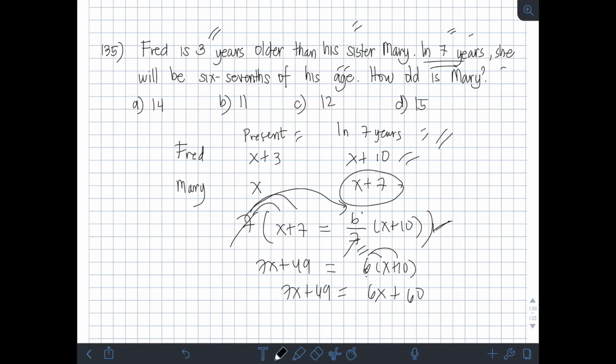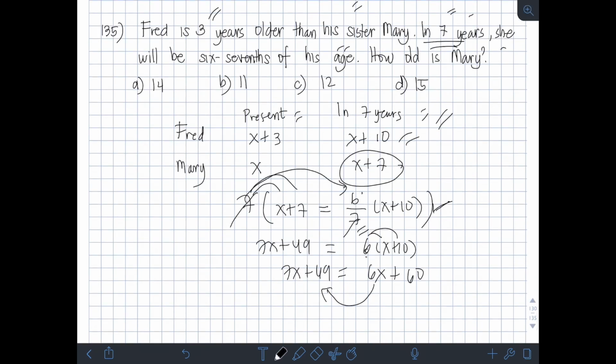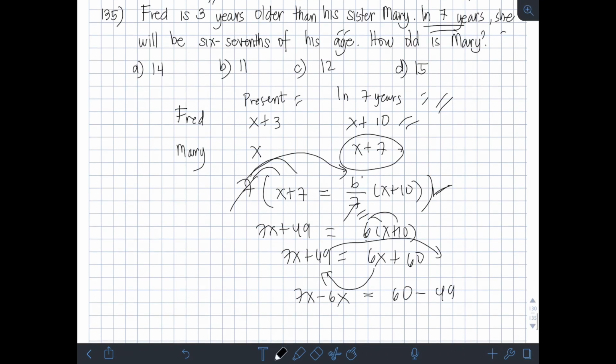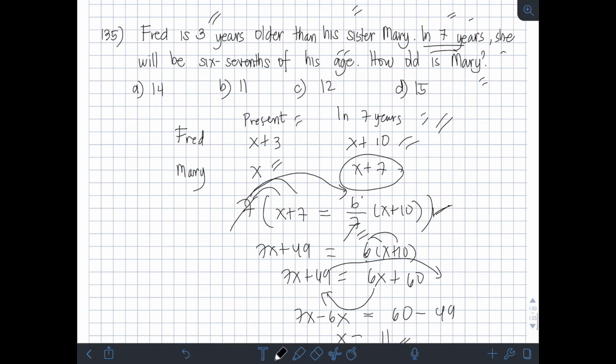7x plus 49. So, transpose ko dito si 6x, transpose ko dito si 49. So, 7x minus 6x equals 60 minus 49. So, 7x minus 6x is x equals 60 minus 49 is 11. So, therefore, ito na yung x natin. Sino ba si x? Yung edad ni Mary. So, yun yung tanong sa problem, right? So, therefore, the answer is 11.